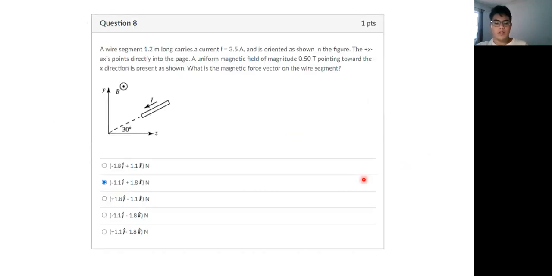And we look at our answers and we compare it to ours, and we notice that the answer is C. We see that it provides us with 1.8j minus 1.1k, and that's what we found.